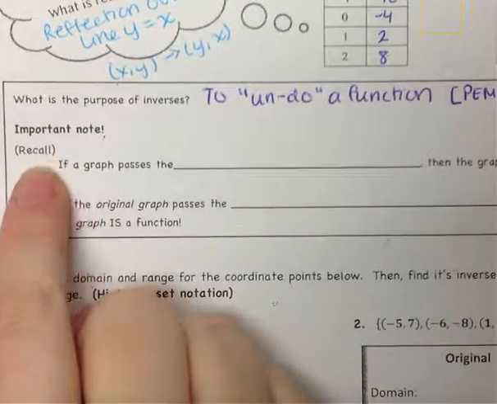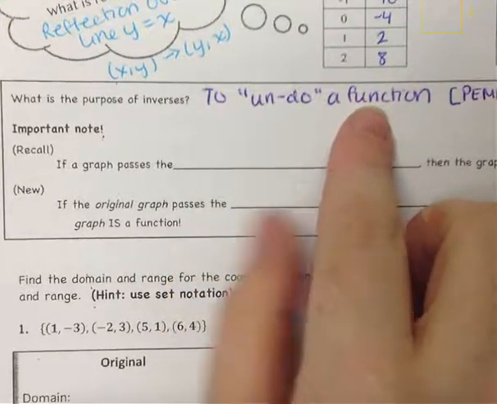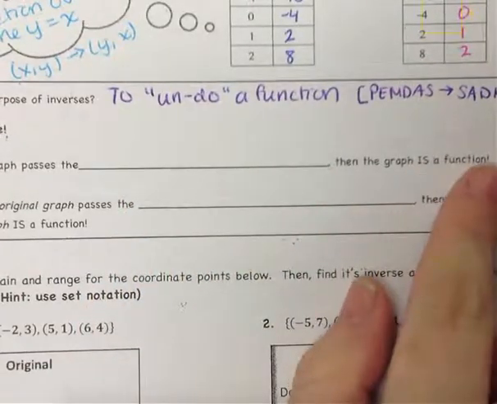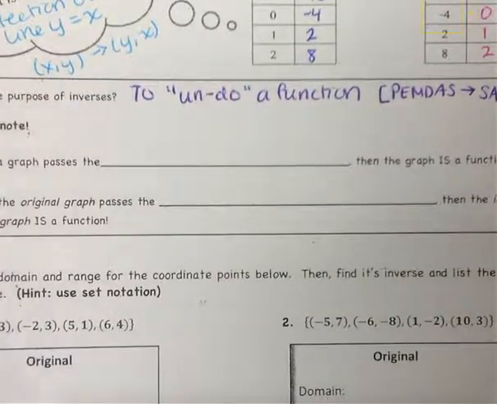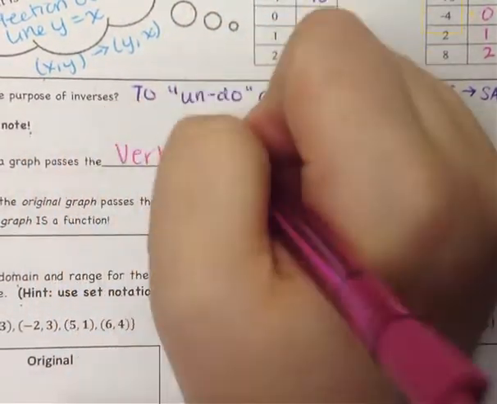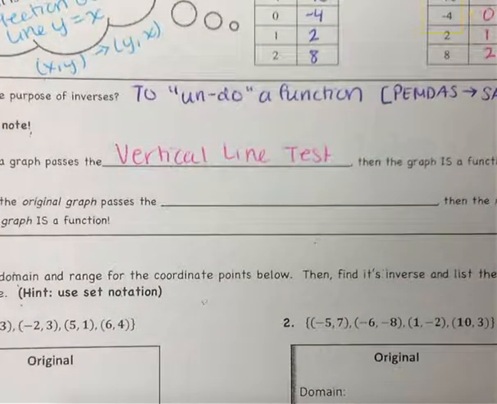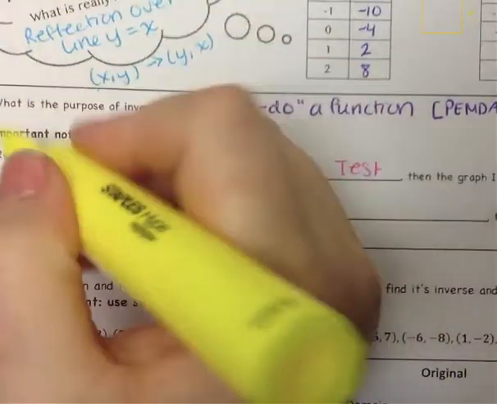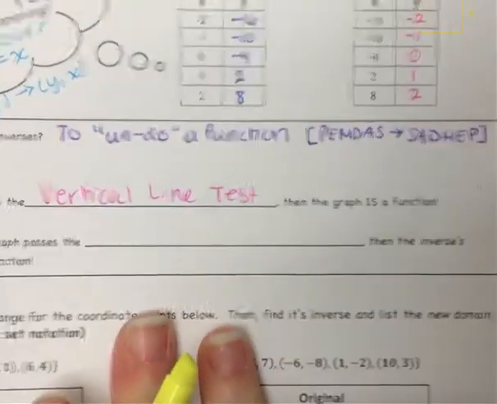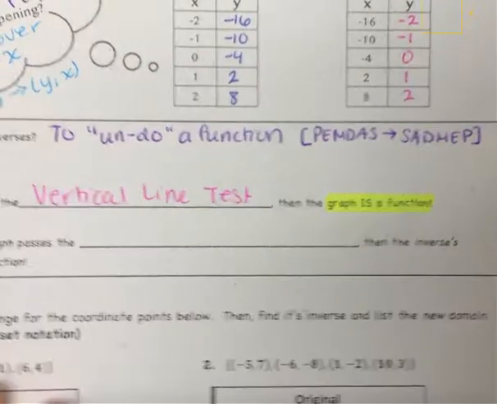An important note, we want to recall that to determine if it's a function, because we're going to be dealing with functions, a graph has to pass the vertical line test. But the important part of that is that it is in fact the graph. That's the original graph. So if a graph passes the vertical line test, then that graph itself is a function. That means that it is a function, nothing else.